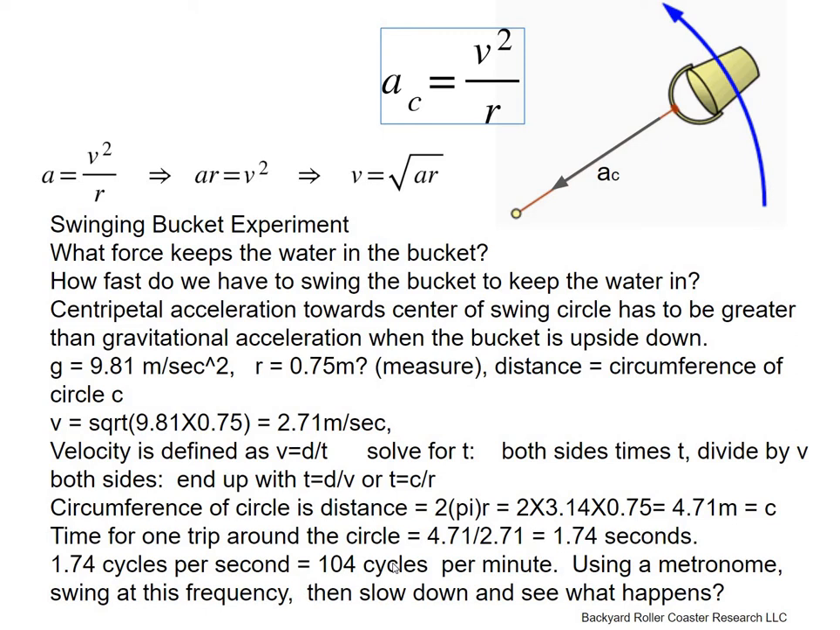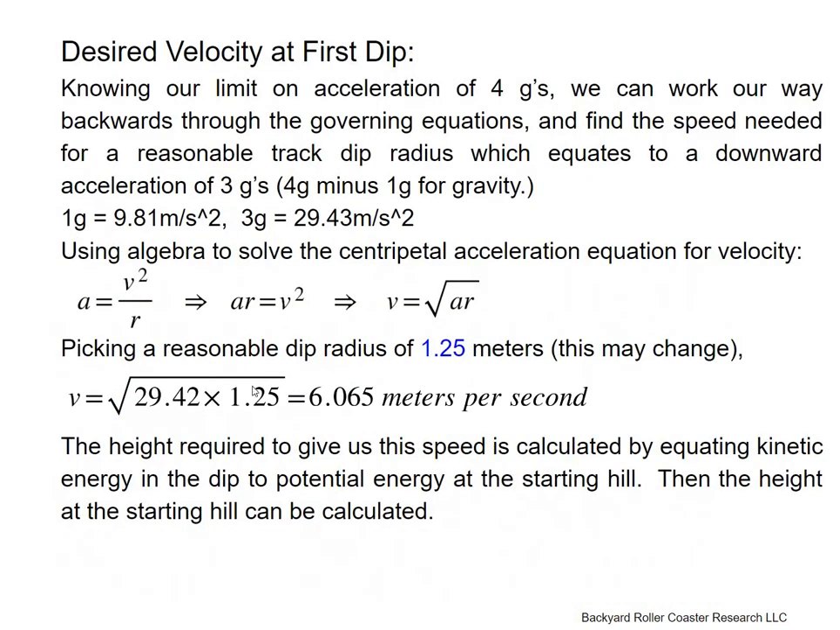So every minute we have to swing this bucket over our head 104 times. Using a metronome, you can swing at this frequency, and you'll see somewhere in there, about there, the water stays in there. And then if you want to slow down a little bit, you'll see, oh my gosh, water's falling out of it, and you get water all over you. Very fun experiment for you to do.